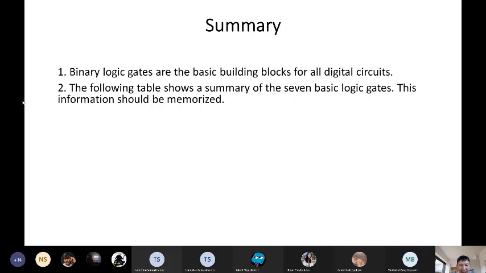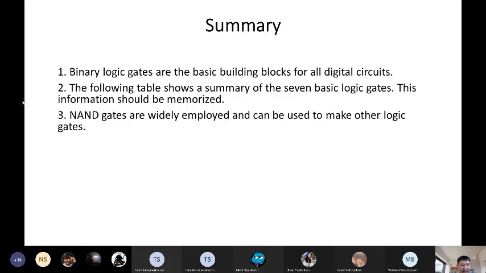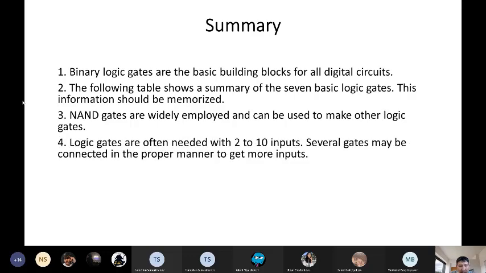It is in the next slide, so you will see it there. Okay, NAND gates are widely employed and can be used to make other logic gates. So now you know that NAND gates are more popular, and you should know why, because from the NAND gates you can actually assemble other types of gates.